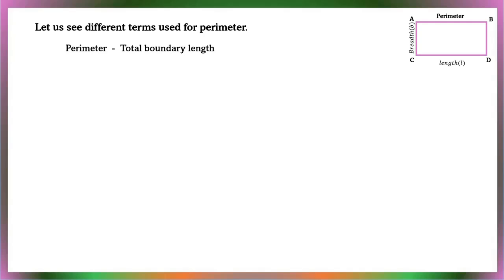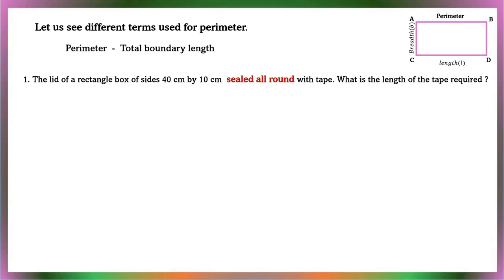Perimeter means boundary or total outside length. In the first question, the length and breadth of the rectangular box are given and the lid is sealed with tape along its edges. The term sealed all around means the tape is pasted along the boundary of the rectangle. So, it refers to finding the perimeter of the rectangle.